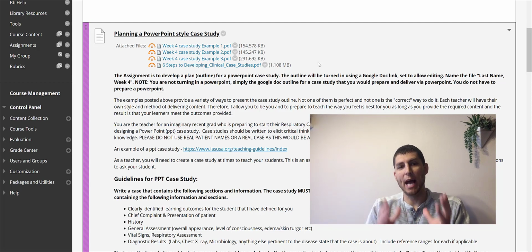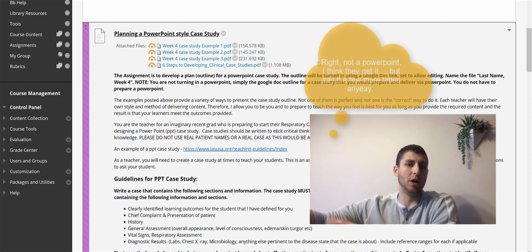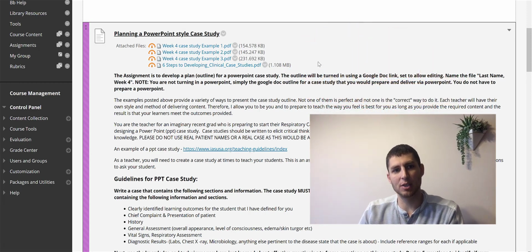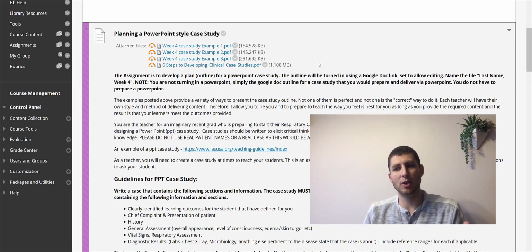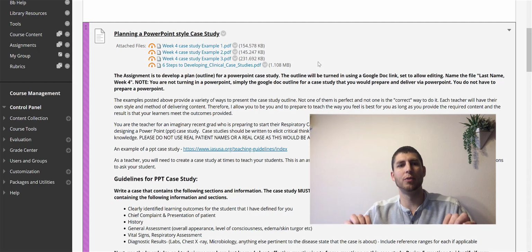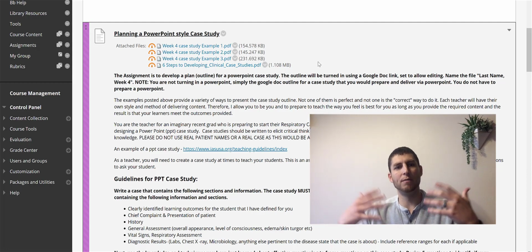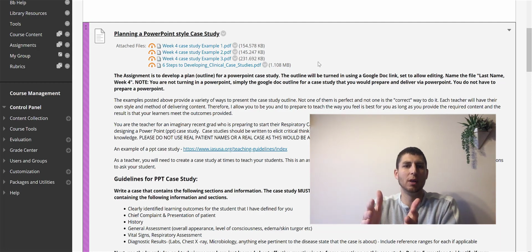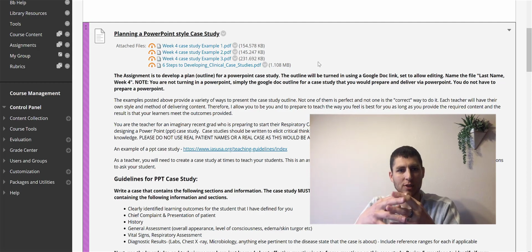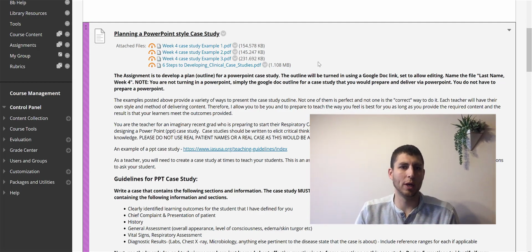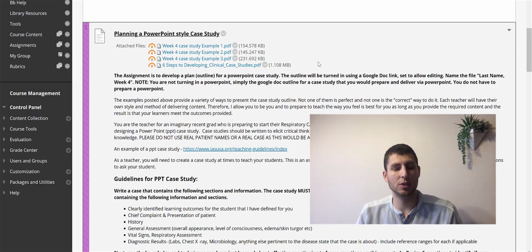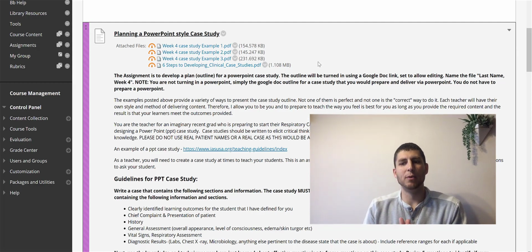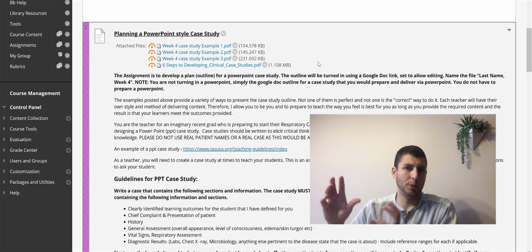But I've got to stress that it's an outline that you would then build your case study from. Now, we're not building the PowerPoint, but the assignment is a case study. The whole idea is that we're going to be building on critical thinking through a case study. We're going to be providing, through a PowerPoint, the information that students are going to need to synthesize in order to come up with the corrective action, the plan of care, or the diagnosis for your patient.